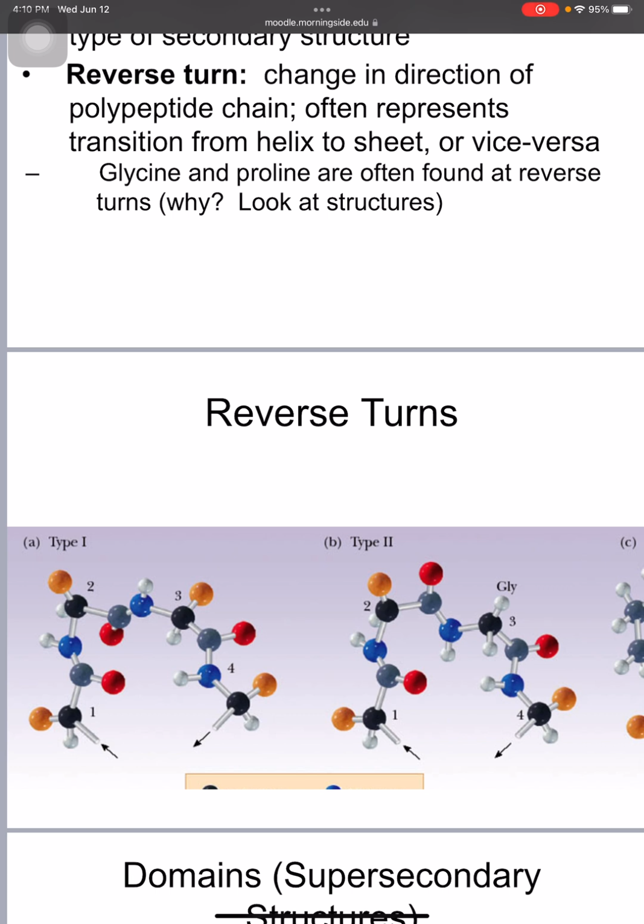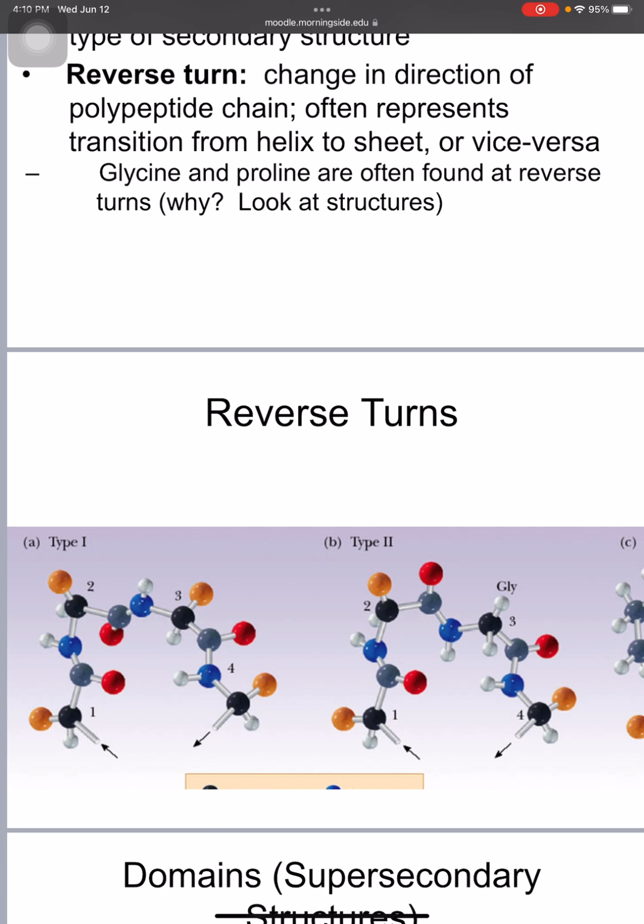And there's going to be certain amino acids that you tend to see commonly found in reverse turns. One of them is going to be glycine. Ask yourself, why the heck would glycine be likely to be found at a reverse turn? I encourage you to think about that for a minute. Maybe pause this and see if you can figure it out.